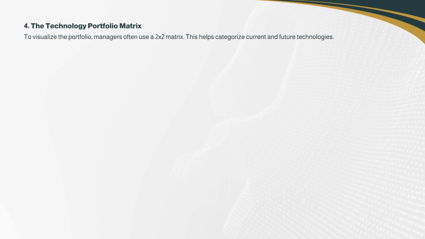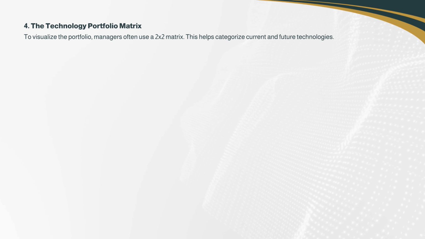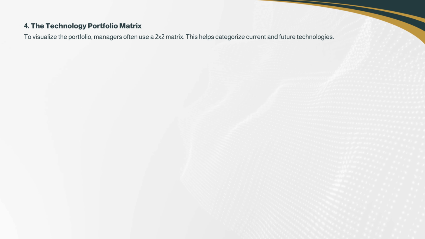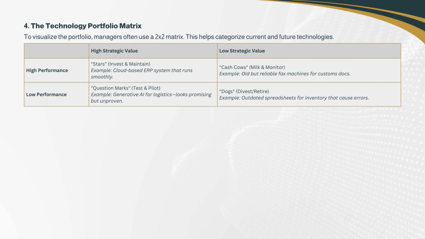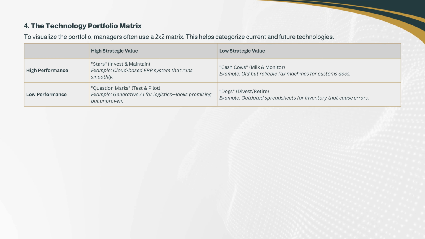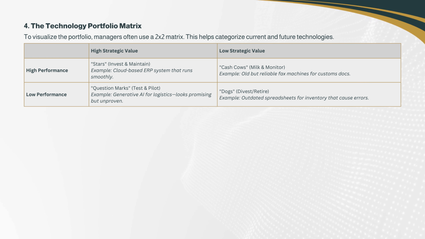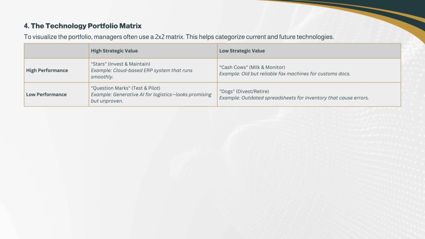4. The Technology Portfolio Matrix. To visualize the portfolio, managers often use a 2x2 matrix. This helps categorize current and future technologies. High performance, high strategic value: stars, invest and maintain. Example: a cloud-based ERP system that runs smoothly. Low strategic value: cash cows, milk and monitor. Example: old but reliable fax machines for customs docs.